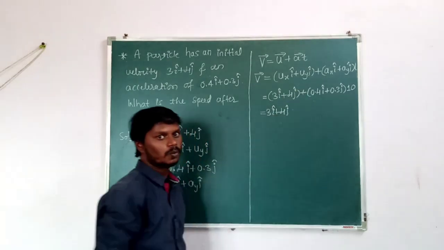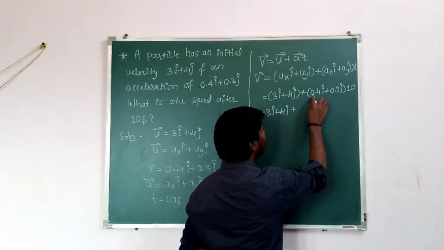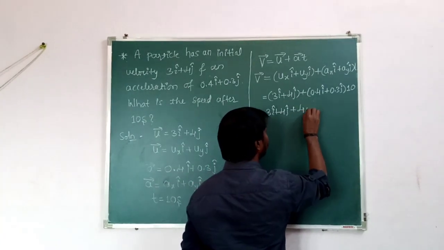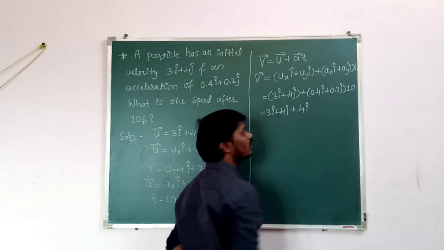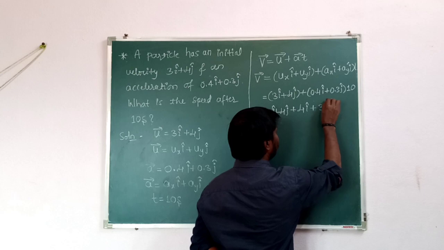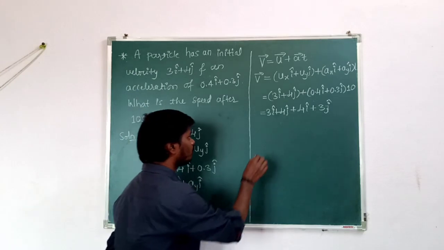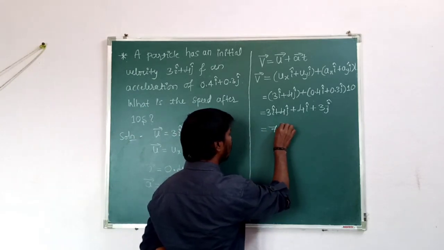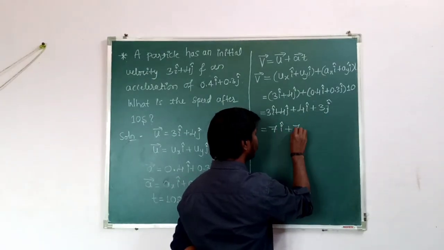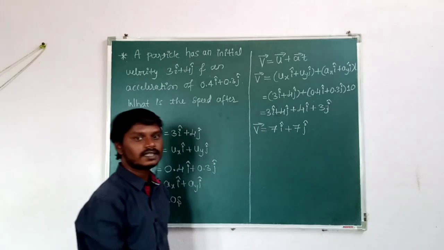Because it is multiplied with 1. Then this bracket is multiplied with 10. Then 10 into 0.4, that is 4i, and 10 into 0.3, that is 3j. Then 3i plus 4i, that is 7i. Then 4j plus 3j, that is 7j. Then it is the velocity vector after 10 seconds.